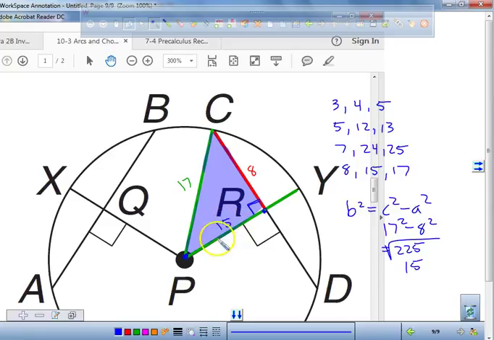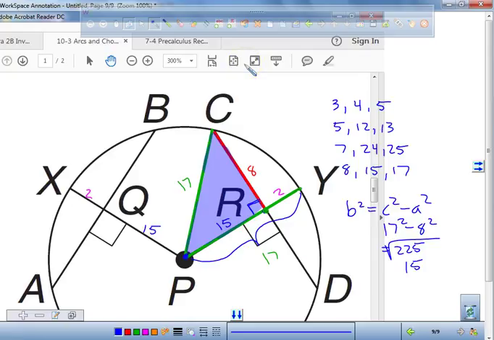Now, if that's 15, and what is all the way across from P to Y? What's that whole distance? 17. Then what's the distance from R to Y? What does that have to be? Just a 2. Which means if that's a 2, what does this have to be? A 2. If this is 15, what does this have to be from here to right there? Also 15. And we use the Pythagorean theorem to solve.